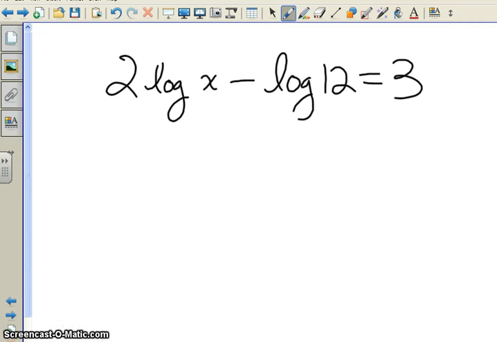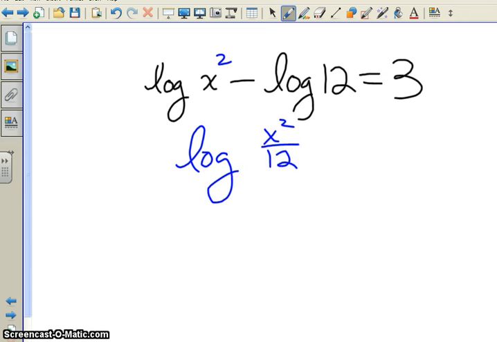So first thing that I would do is our power law. Let's move the 2 up to be an exponent or a power. Now I see two separate logs being subtracted, so this can be rewritten as log of x squared over 12, which is then equal to 3. So now we're at the point where we have one single log, now we need to get rid of that log by exponentiating, because logging and exponentiating are opposites of one another.